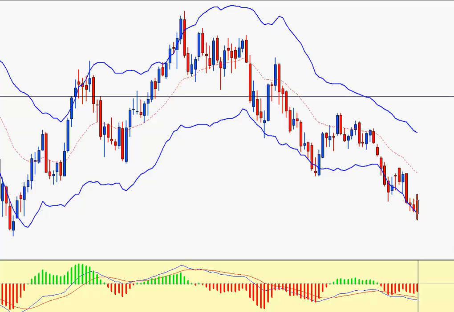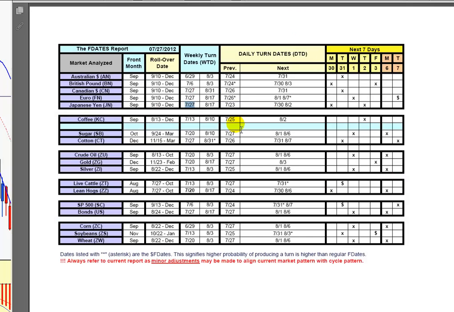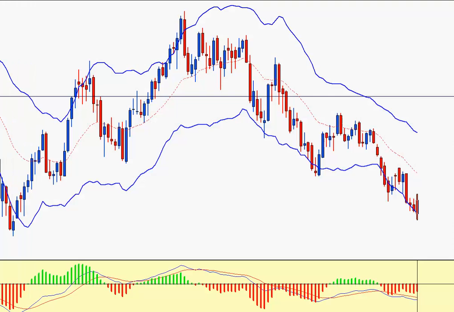Now, we're interested in this weekly bar because it happens to be, as you can see, one of the weekly turn dates in the report, 7/27. So the question here is, would this be a good weekly turn to try to trade to the upside? The reason we'd want to ask this is because you can see that this market has been in a very strong bearish trend.